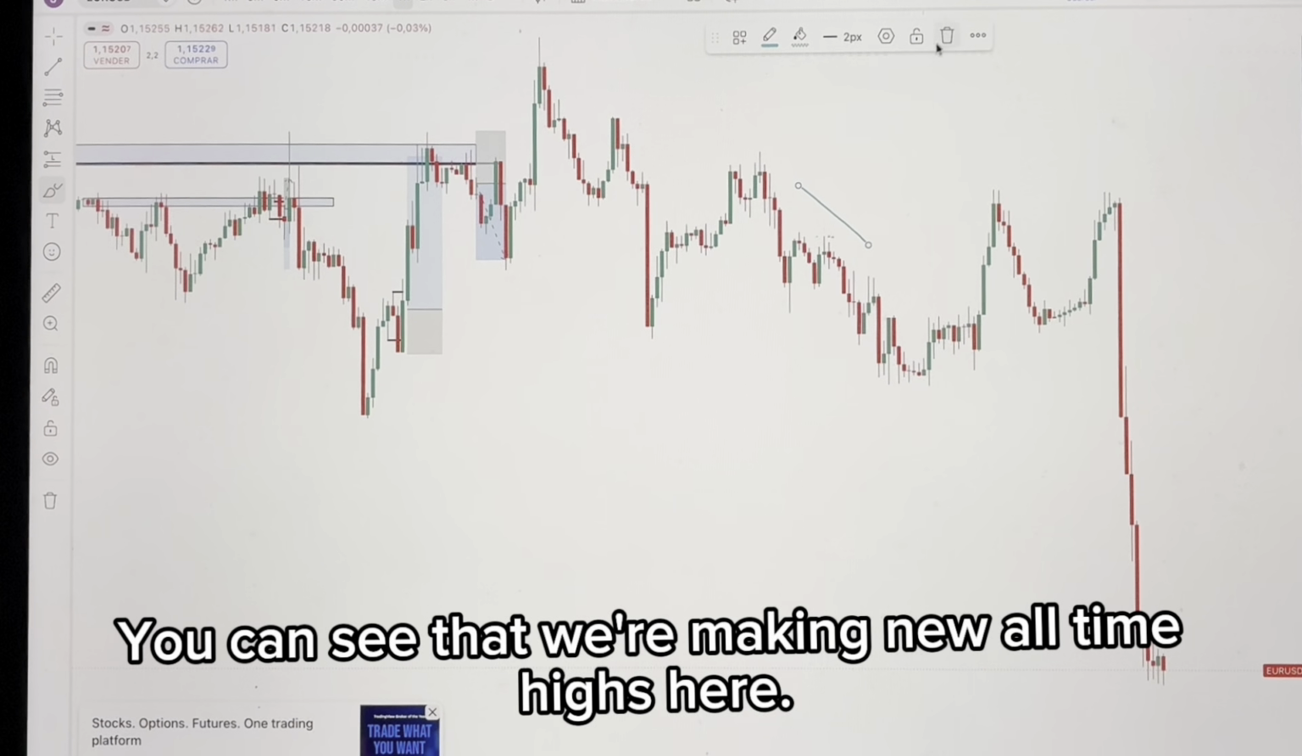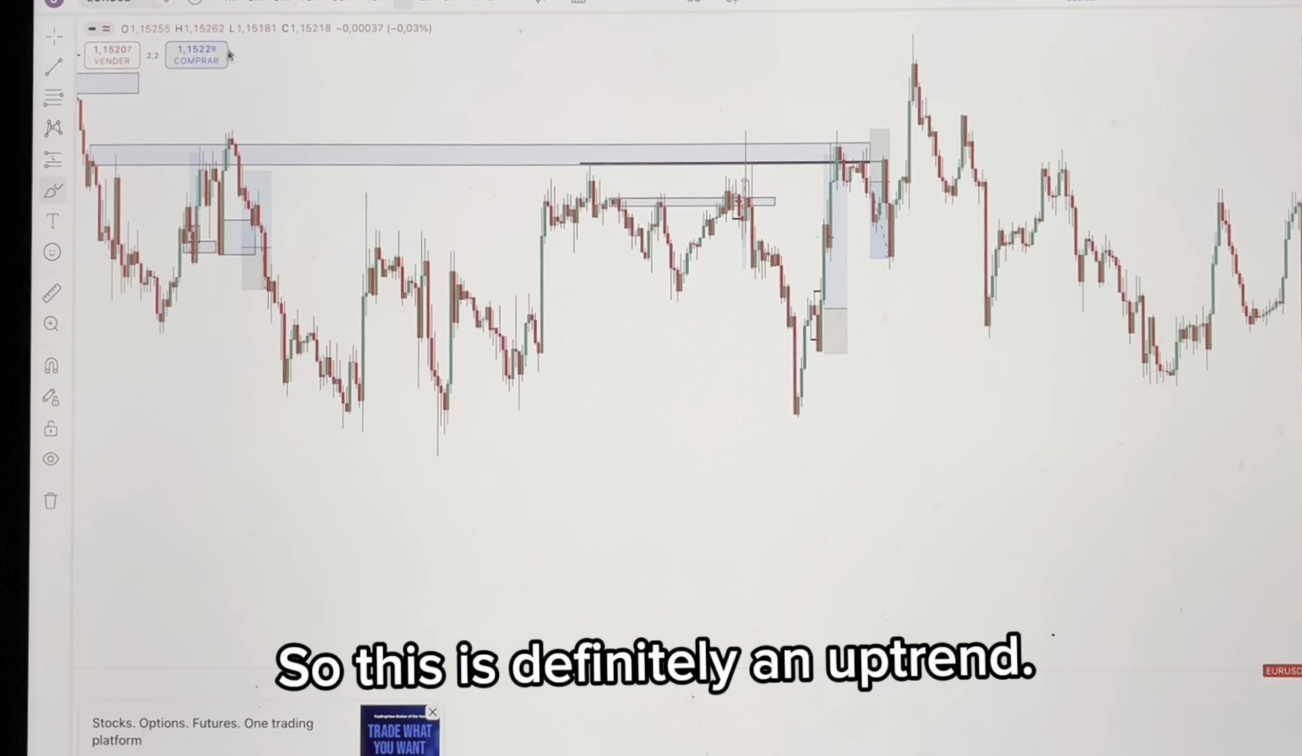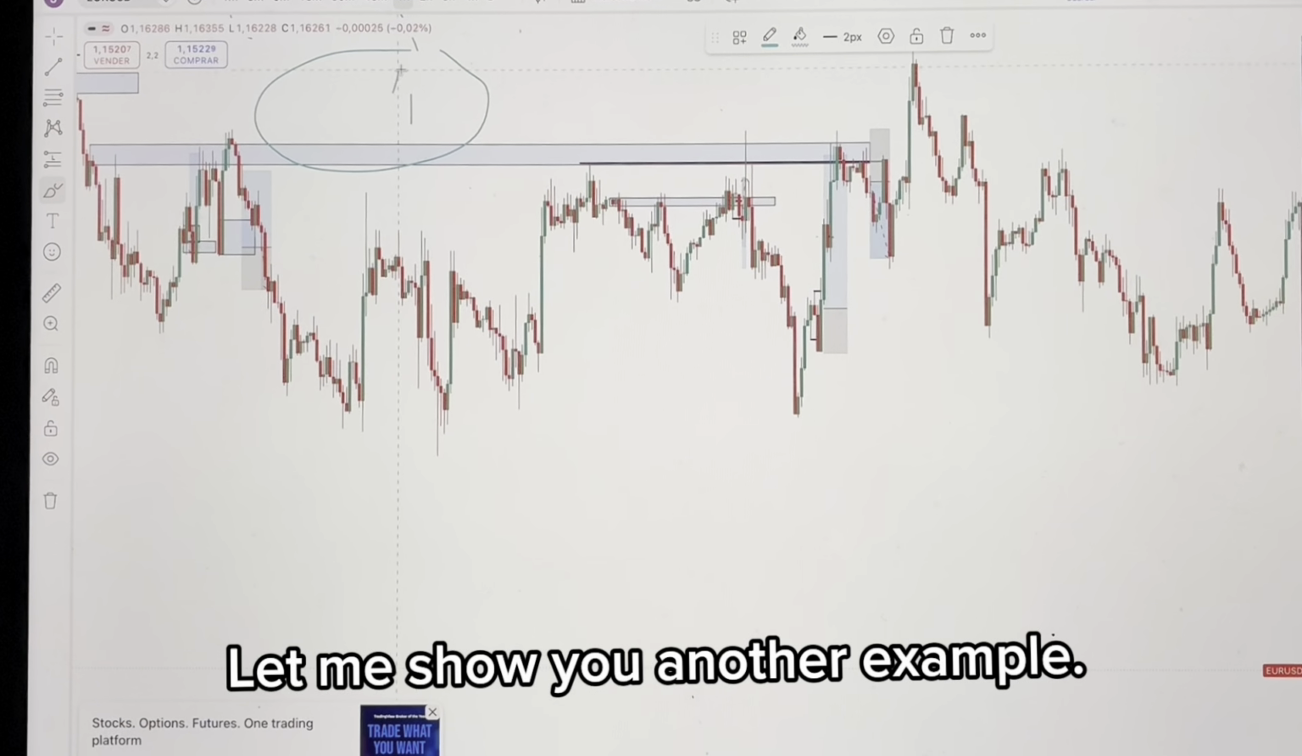You can see that we're making new all-time highs here. And then after this pullback, we continue going up. So this is definitely an uptrend. Let me show you another example.